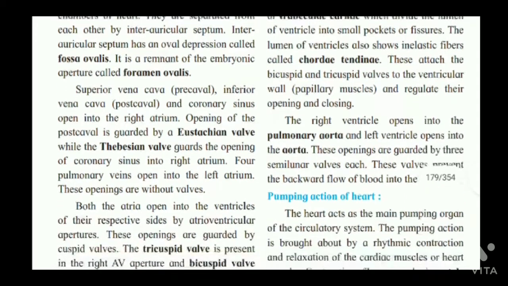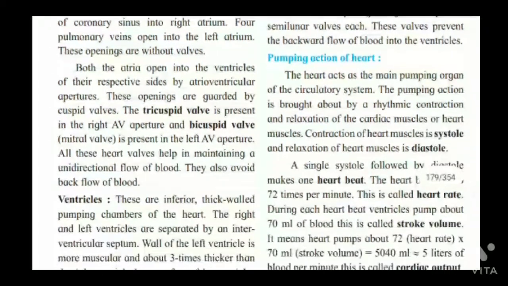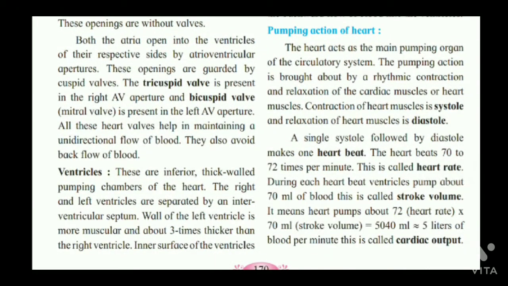The right ventricle opens into the pulmonary aorta and the left ventricle opens into the aorta. These openings are guarded by 3 semilunar valves each. These valves prevent the backward flow of blood into the ventricles. Pumping action of the heart. The heart acts as the main pumping organ of the circulatory system. The pumping action is brought about by a rhythmic contraction and relaxation of the cardiac muscles or heart muscles.